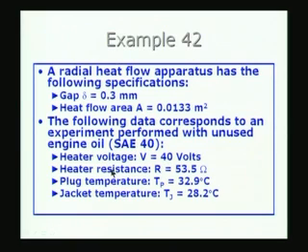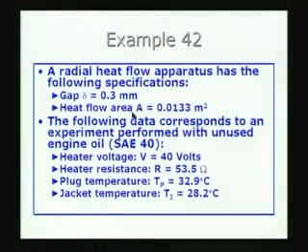So, the example number 42 is considering the data taken from a radial flow apparatus, and the delta, the gap between the inner cylindrical plug which is heated and the outer annular cylinder across which the heat is going to be transferred through a sample which is kept in that gap has a thickness of 0.3 millimeters, a very narrow gap between the inner and the outer cylinders. The heat flow area has been measured by measuring the diameter of the plug and the length accurately, and it is given as 0.0133 square meters.